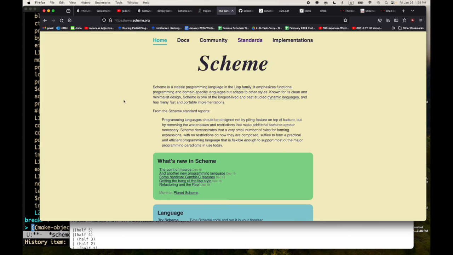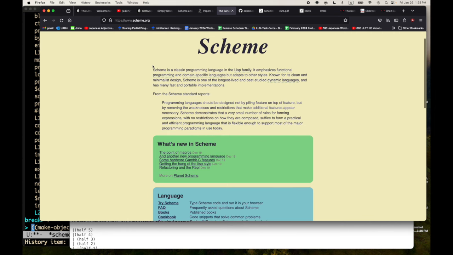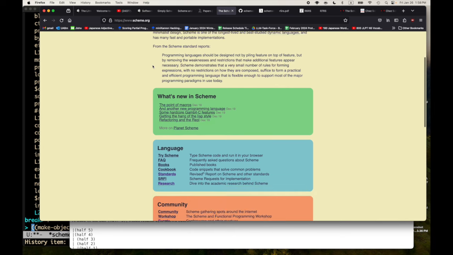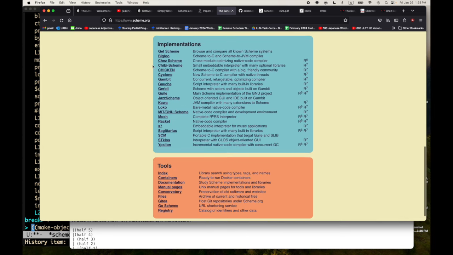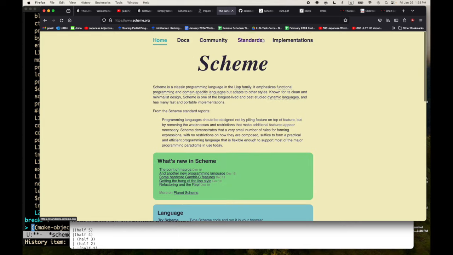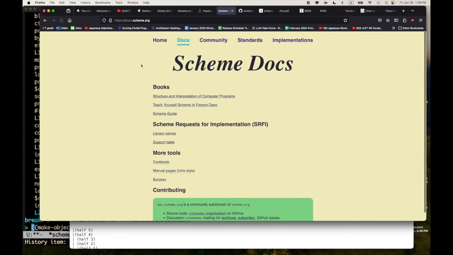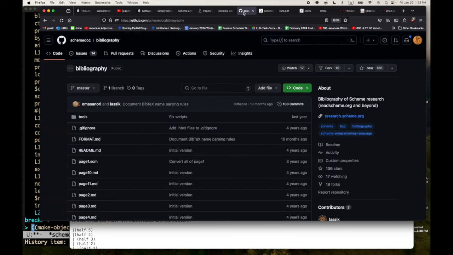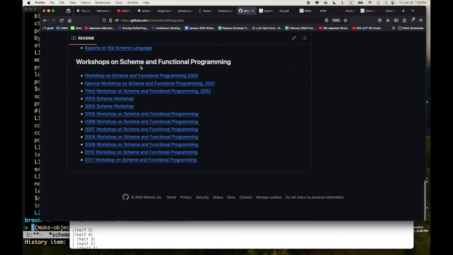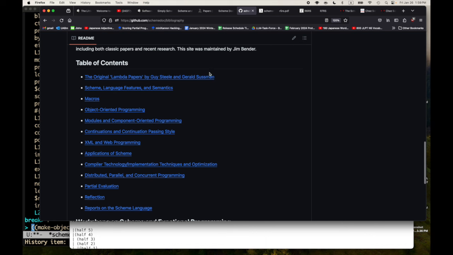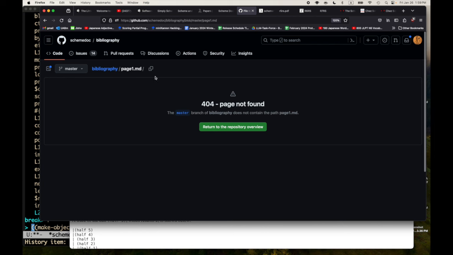There's also the scheme.org website. There at least used to be a website called Read Scheme. I don't know if that still exists, but Scheme's been around long enough that websites come and go. The scheme.org website seems to have lots of useful resources, and you can see that there are different standards and implementations and so forth. Great things about community. Books. Here is a Scheme bibliography on GitHub, and this lists all sorts of Lambda papers and papers on macros. Well, maybe it doesn't.